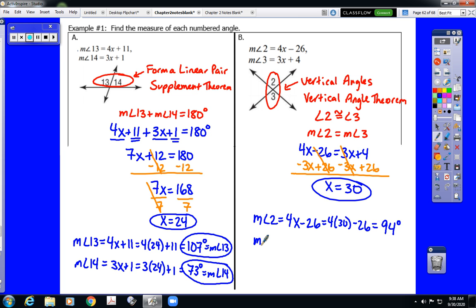And for the measure of angle 3, that's 3x plus 4, or 3 times 30 plus 4, which is also 94 degrees. So the measure of angle 2 is 94 degrees, and the measure of angle 3 is also 94 degrees. Again, our answers should be the same because those angles are vertical. Okay, so that should be review from Chapter 1, Section 5.